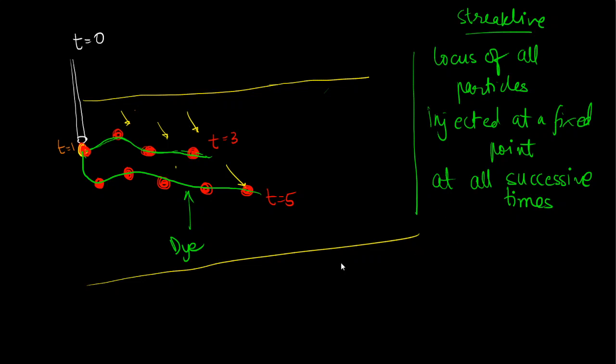Now let us see whether a streak line and a path line can coincide.